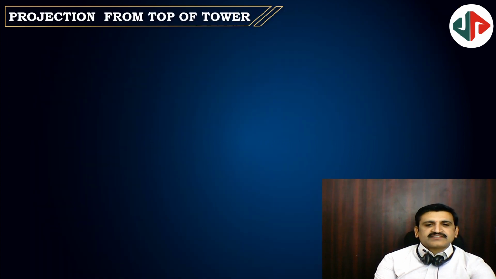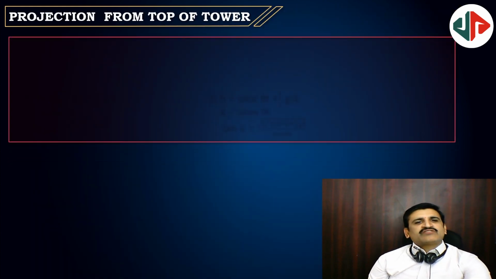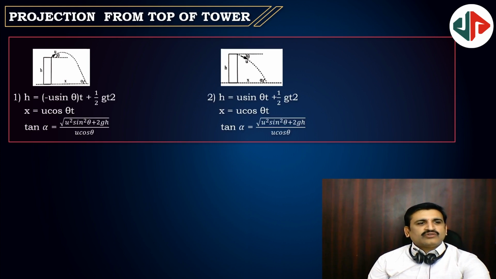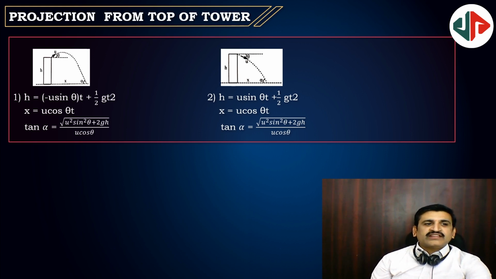That is the difference. Next, projection from the top of a tower. If you project upwards, then u sin theta you have to take in a different way. If you project downwards, then u sin theta also has to be taken in a different way. That I will tell you.